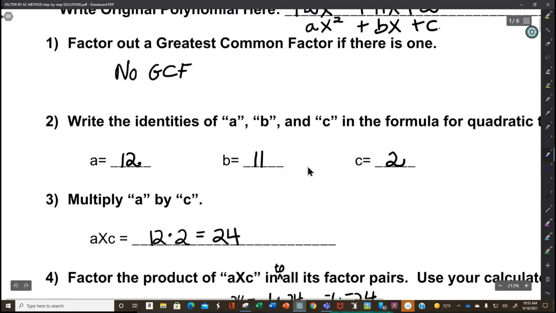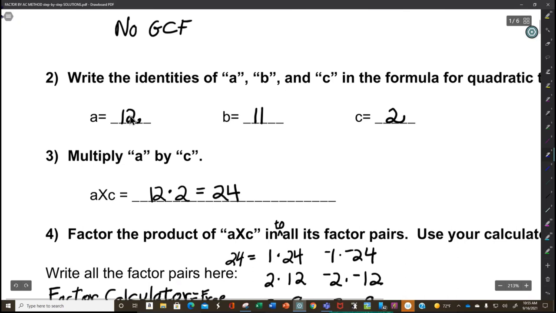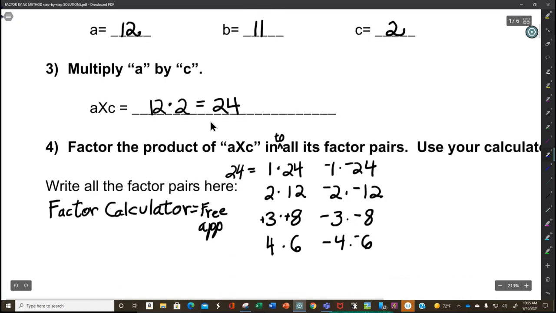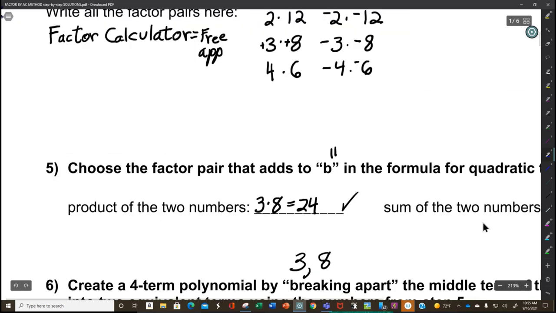So then you write down what A, B, and C are. Then you multiply A times C, and that gives you 24. Step 4, factor 24 into all of its factors, its factor pairs. You need the factor pairs. Some factor calculators give you the factor pairs, others don't. They just have a long list. But it's helpful. Whatever kind you get, it's fine with me for you to use your cell phones for that, because it's an app on cell phones. Bunches of different ones.